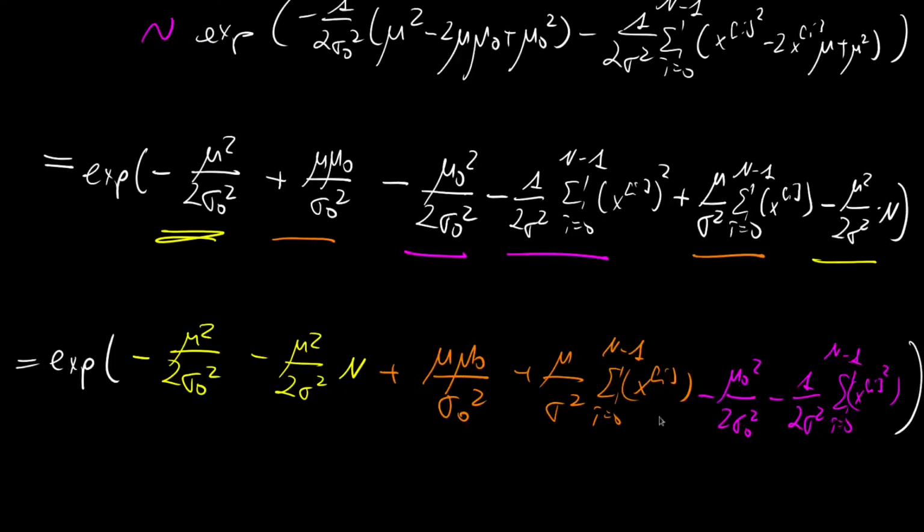And we could now apply exponential rules, since we have in essence an addition or a subtraction of these terms here. So this would be e to this times e to this times e to this. But we can also just say it is e to this times e to this.